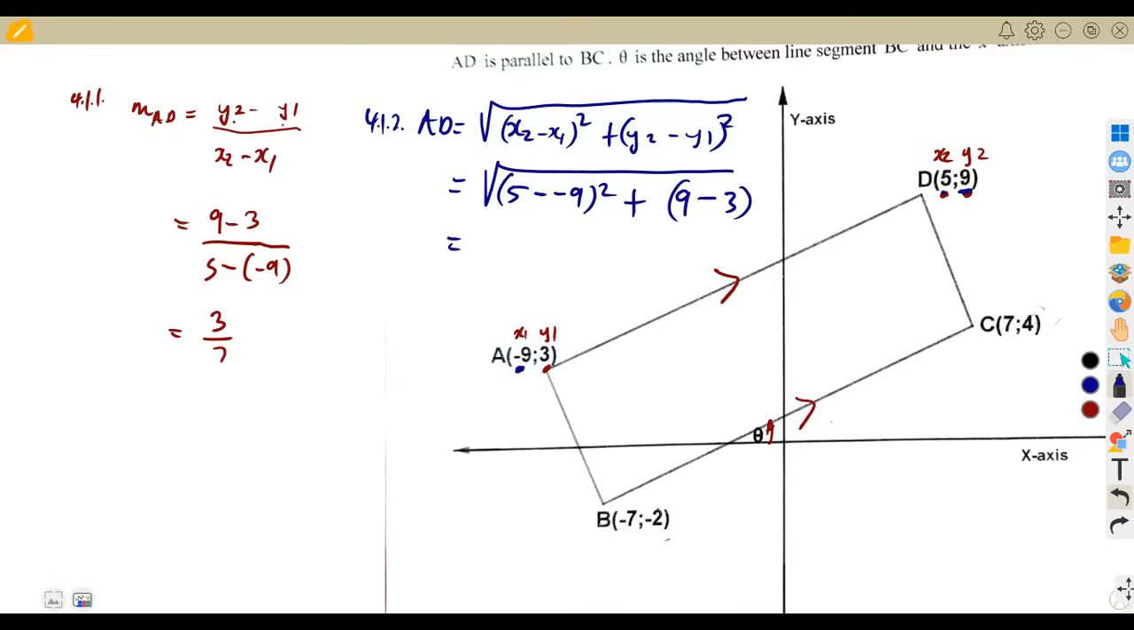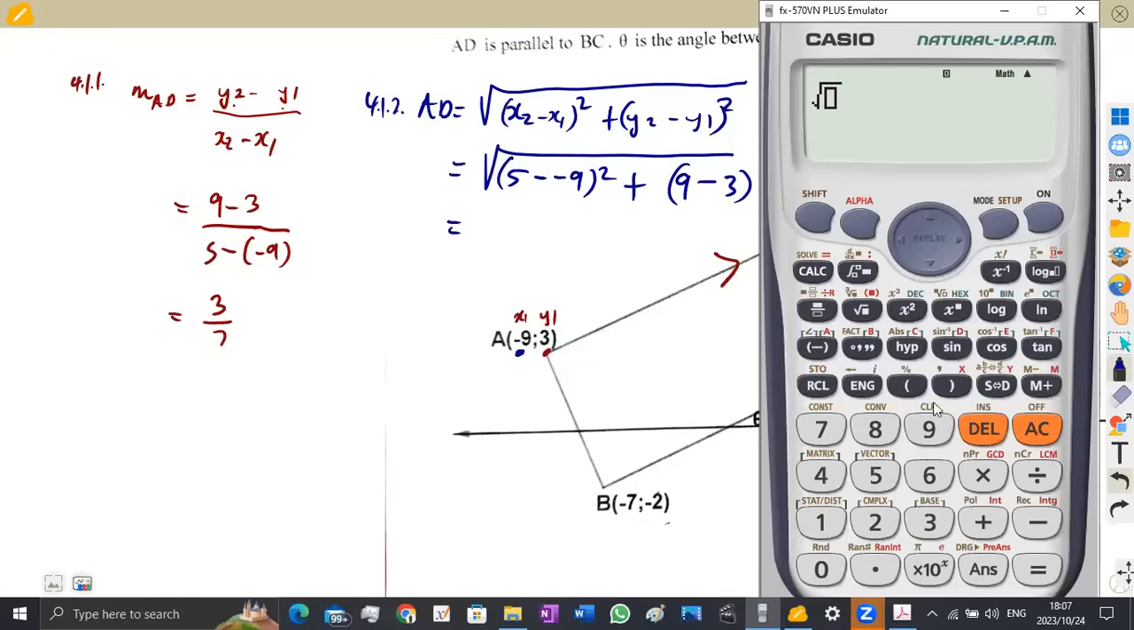We're going to simplify this in the simplest surd form. The advantage of using a calculator is that everything is going to be in the simplest form. So it's the square root of 5 minus 9 squared, plus 9 minus 3 squared, just like that. That will be 2 square root of 58. This is the simplest surd that you're going to have. But if you simplify stage by stage, this is what you're going to have.